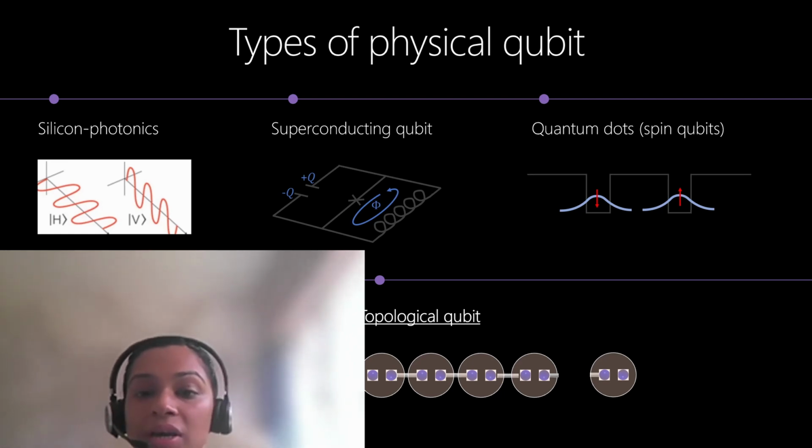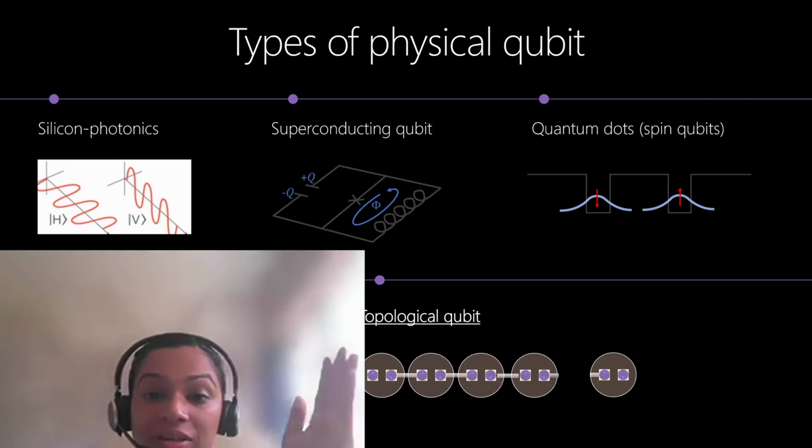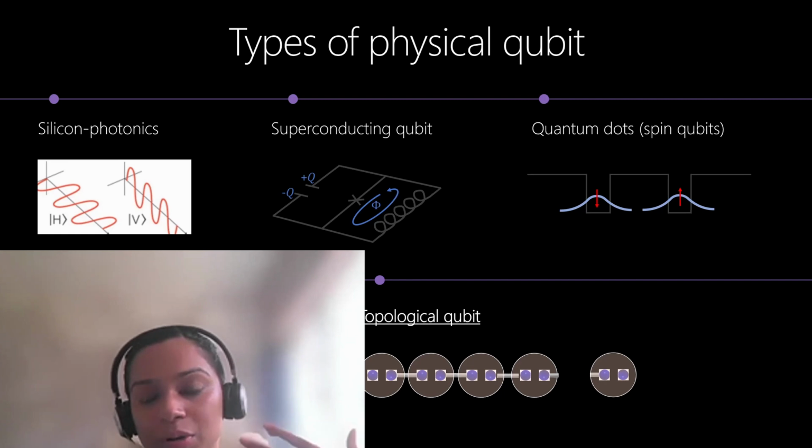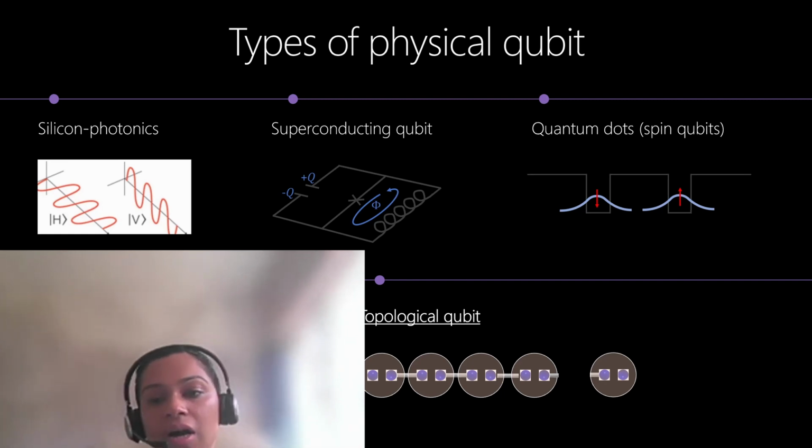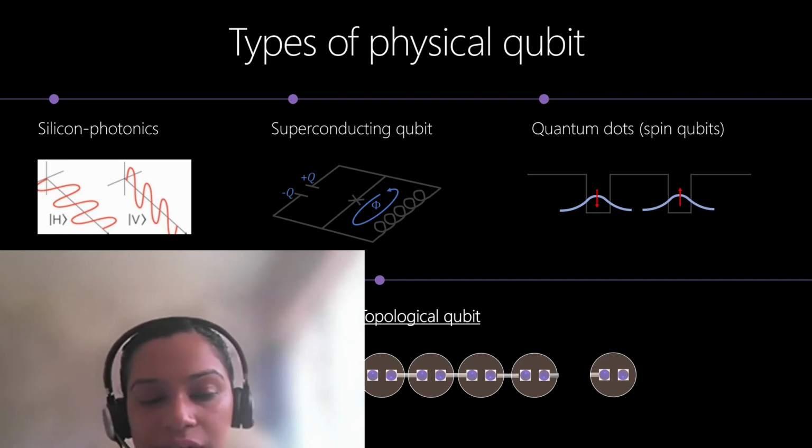So topological is another example. Topological is said to be one approach which will get us to the fault tolerant quantum computer or industrial scale quantum computer. And I'm going to talk about it because that's where Microsoft is, and we have been researching for the last 18 years and invested into it as well.